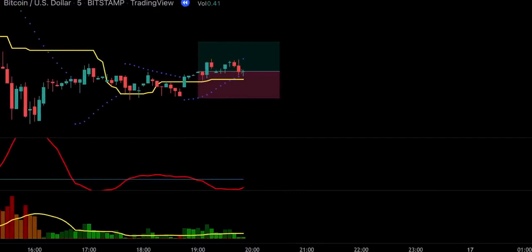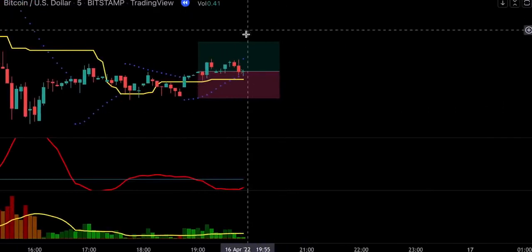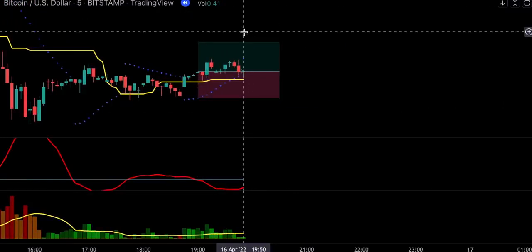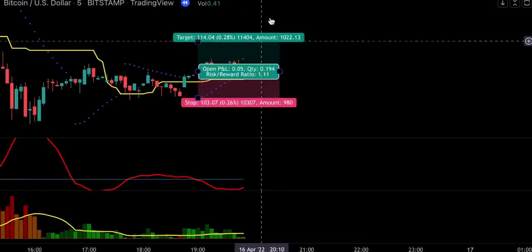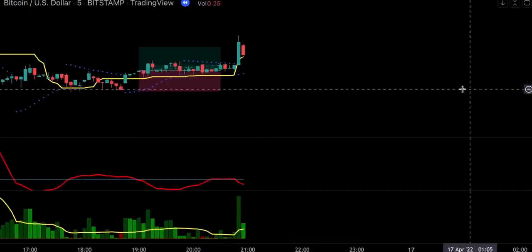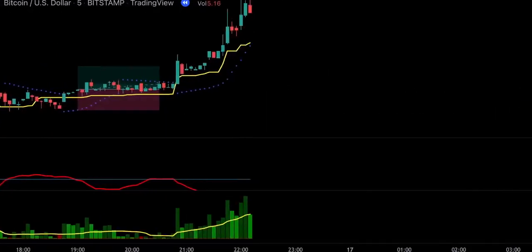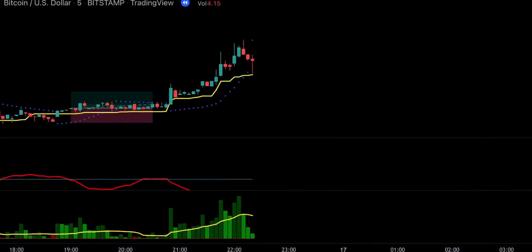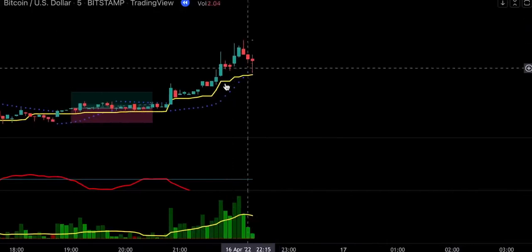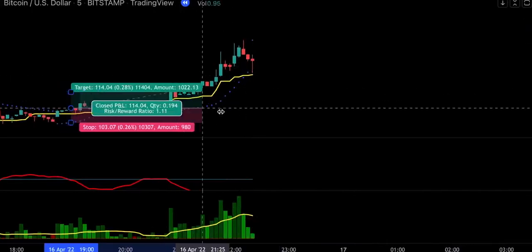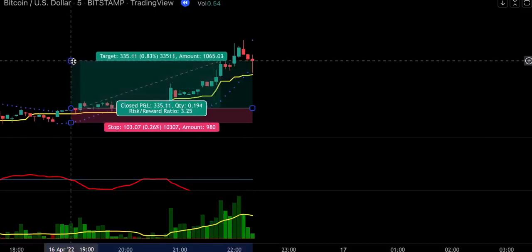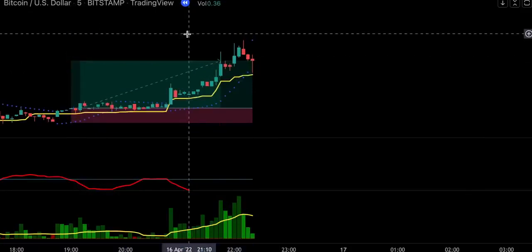Okay, so we see the Parabolic SAR just shifted over the price, which would be considered as an exit signal for a long trade. But the reason this signal is not valid is because this trade is not profitable. Okay, so now we had a valid exit signal and we can close this long position. We see we could have made 6.5% profit on this trade. Now let's move on and find some more signals.